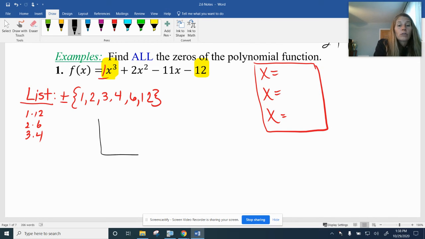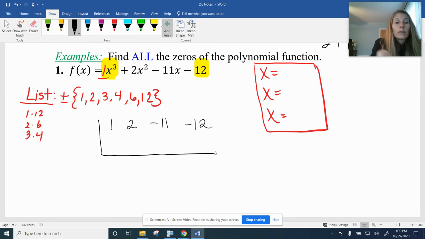And what you're going to do is you're going to synthetically divide out a number until you get a remainder of 0, because when you get a remainder of 0, that tells you it is one of the zeros or solutions of the polynomial function. So I'm going to carry down my coefficients like we would do for synthetic division or synthetic substitution.